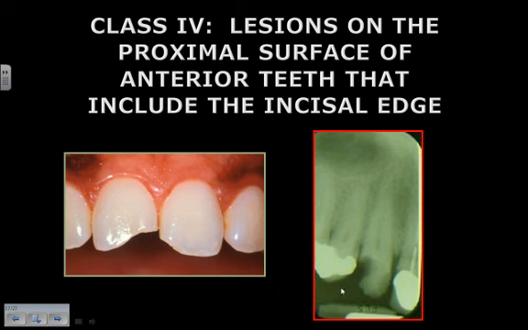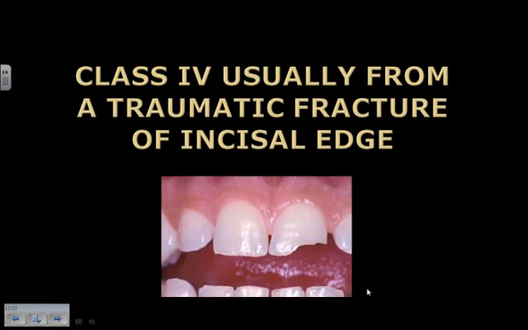The radiograph on the right-hand side shows a large Class 3 lesion that became a Class 4. The lesion initiated below the contact area. The patient didn't come in for regular care. It got larger and larger and larger until the enamel was undermined at the incisal edge. The enamel broke away, and this Class 4 is a carious lesion.